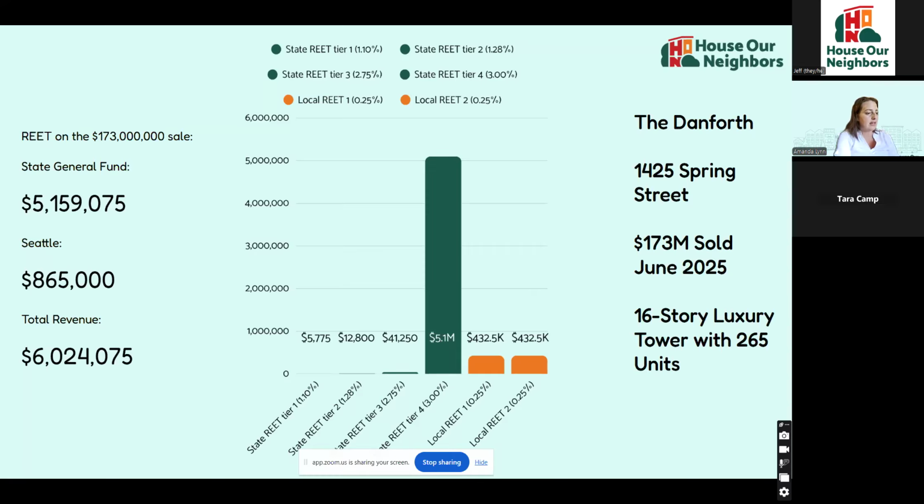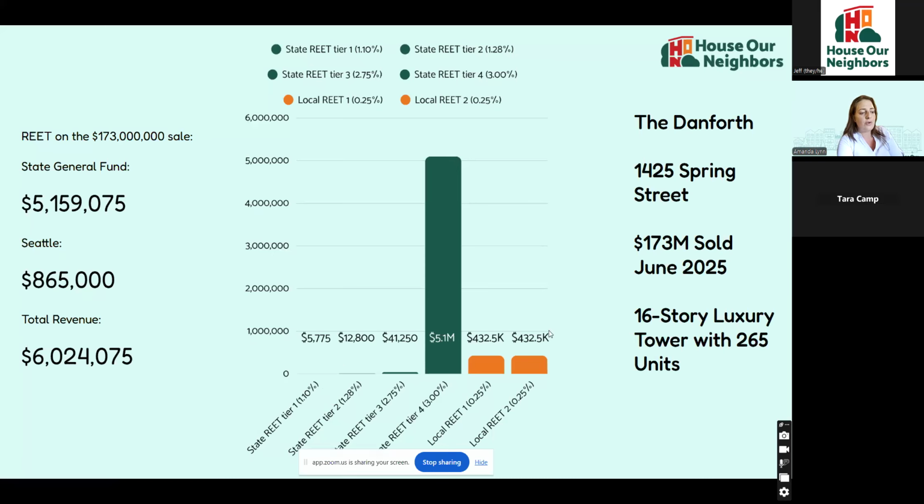And so you can see along the bottom of the screen, these are the different tiers of the state REET. We talked about that earlier, right? So you can see here, this is the first $500,000 of that sale. It barely got taxed, not very much at all. But now here, the huge luxury value is getting taxed much more heavily. And that's what I meant by that graduated tax. So that's the state portion that you can see in green. All that money went into the state revenue pot.